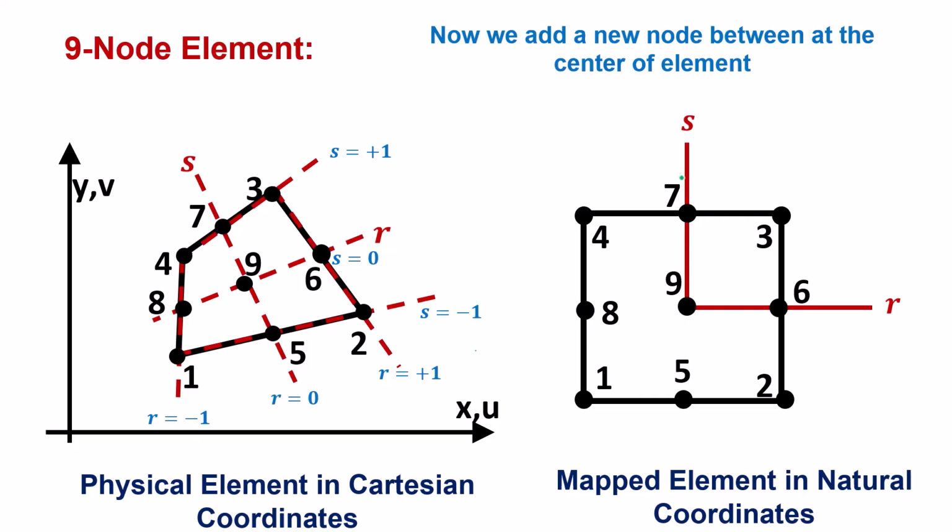We start with the 8-node element, which already had mid-side nodes along each edge. To take it one step further, we add a 9th node right at the center of the element.